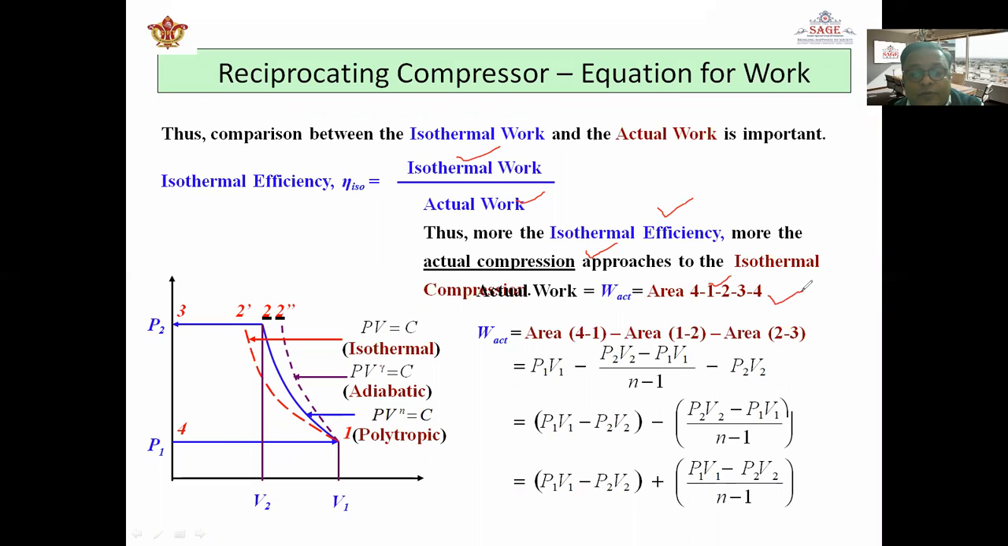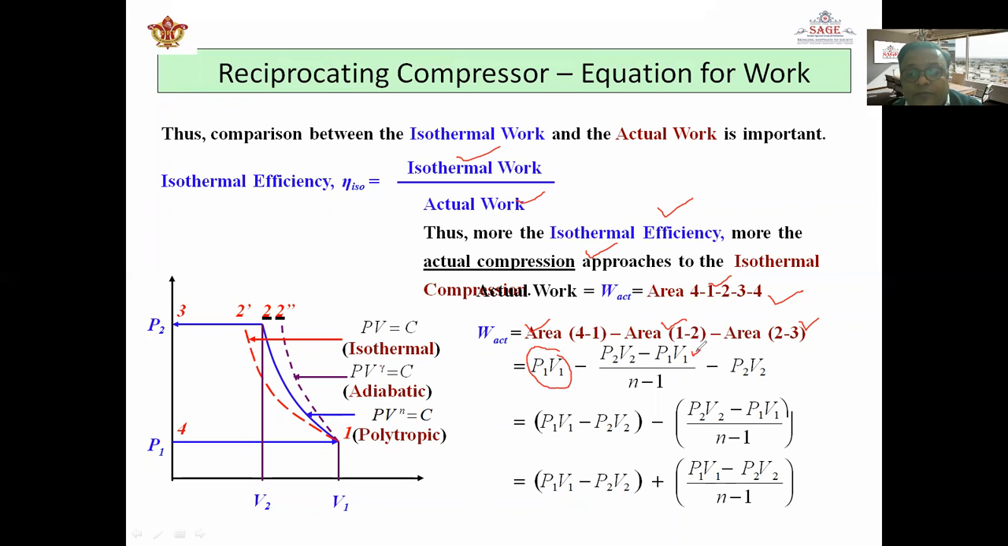This is called the polytropic work done. Actual work done is the area 4, 1 minus the area 1, 2 minus the area 2, 3. The area 4, 1 is P1 V1, and the area 1 to 2 is the compression work done by the polytropic law.